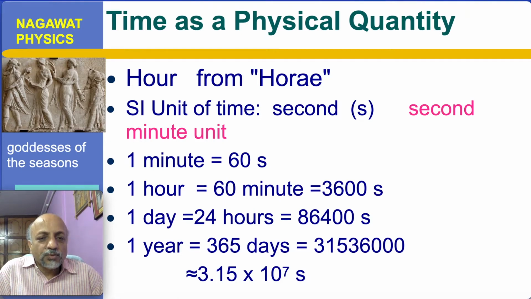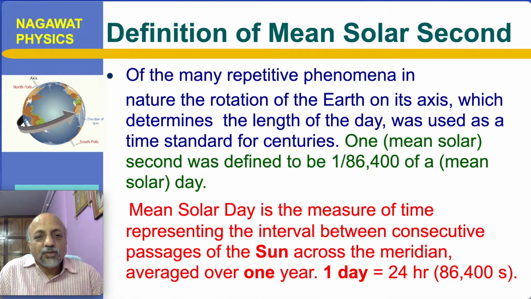But we will continue to use the other units of time, like 1 minute consists of 60 seconds, and a day consists of 24 hours, so 24 into 60 minutes, and an hour consists of 60 minutes, so 3600 seconds. So with this one can define a second, and that is the definition of the second which was chosen in the beginning for scientific study and for scientific measurements.